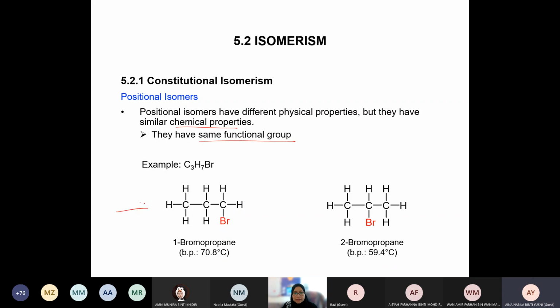Okay, same goes to this one. Okay, so this is 1-bromopropane. The bromine is located at carbon number 1, and then next we have bromine located at carbon number 2. So as you can see, the boiling point is not the same. Okay, but they do have the same chemical properties.